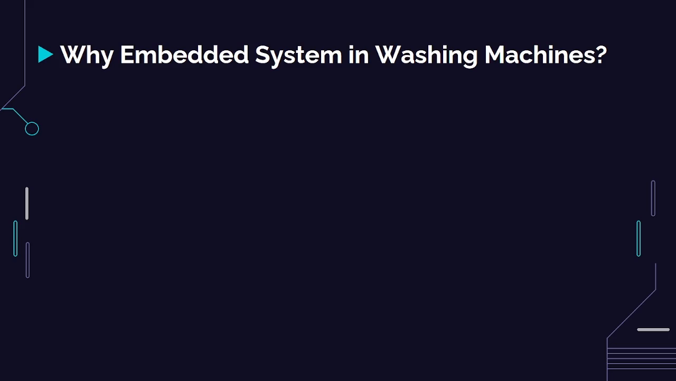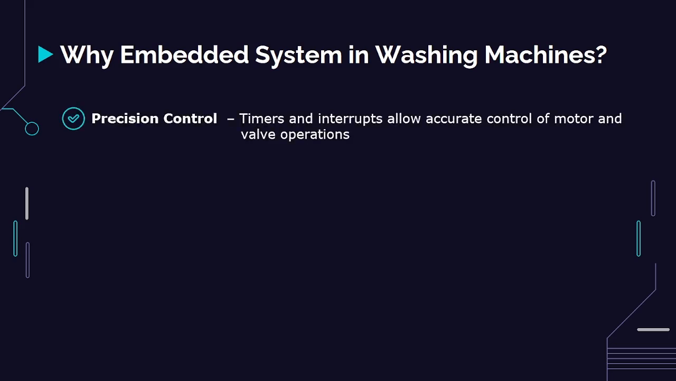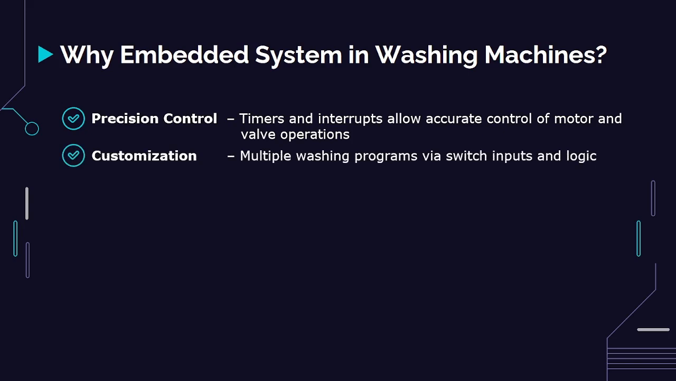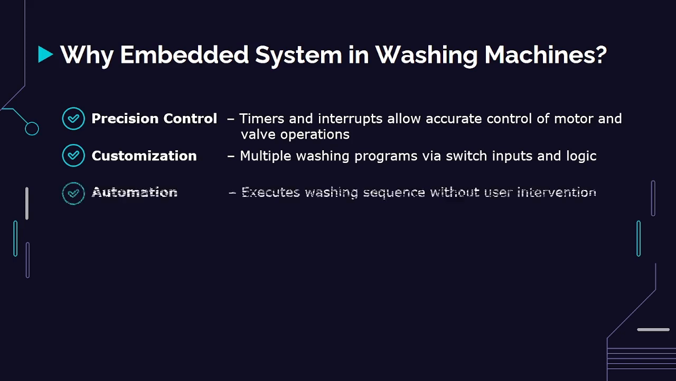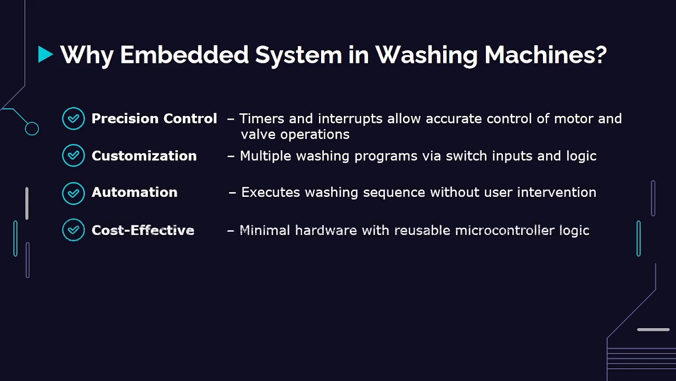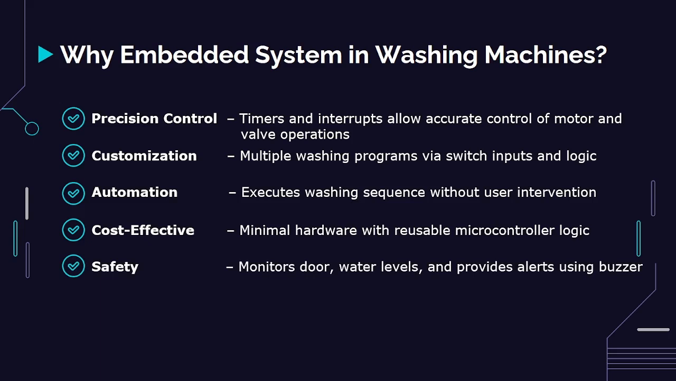Why embedded system in washing machine? Precision control: timers and interrupts allow accurate control of motor and valve operation. Customization: multiple washing programs via switch inputs and logic. Automation: execute washing sequence without user intervention. Cost effective: minimal hardware with reusable microcontroller logic. Safety: monitors doors, water levels, and provides alert using buzzer.